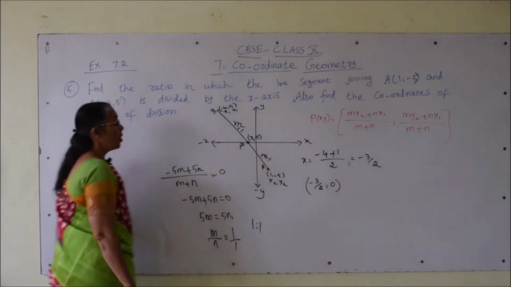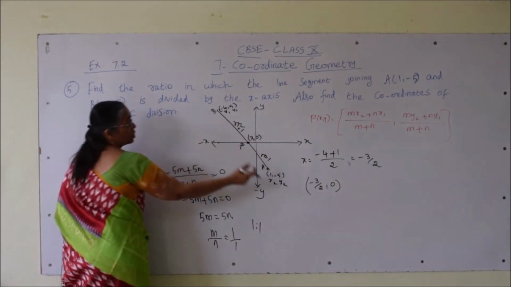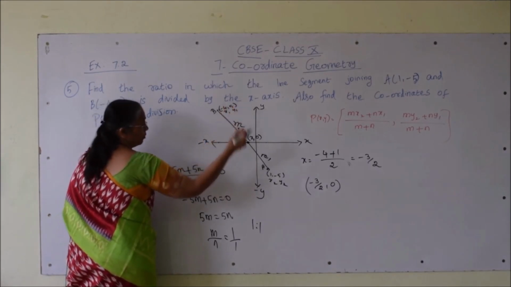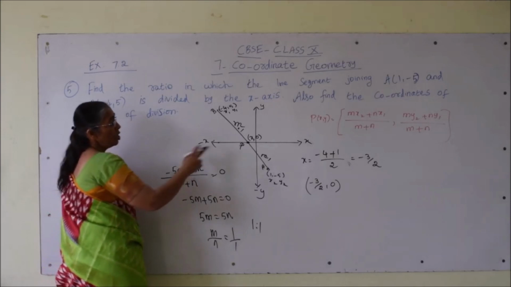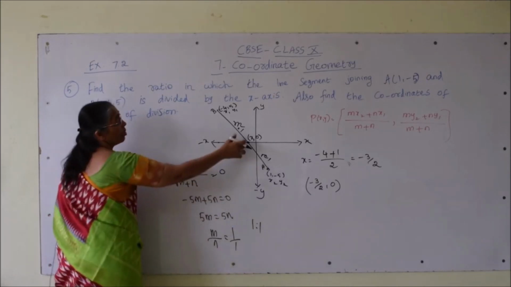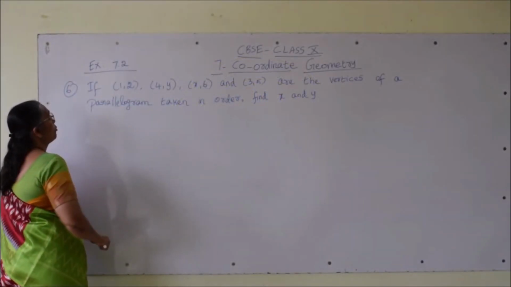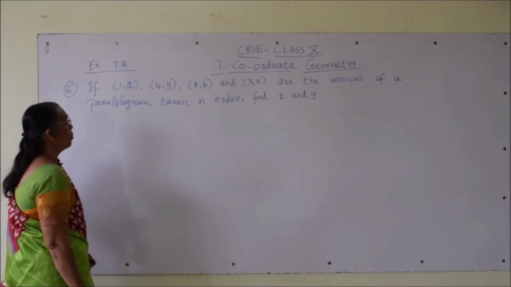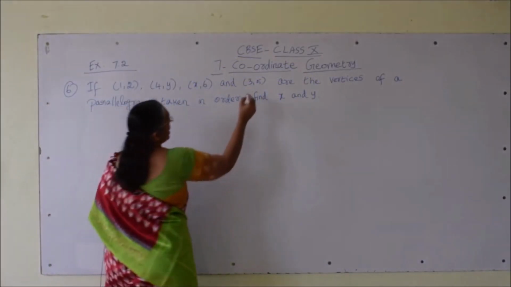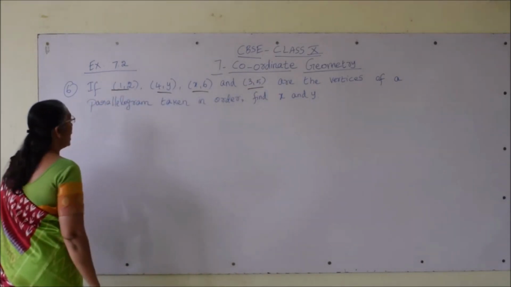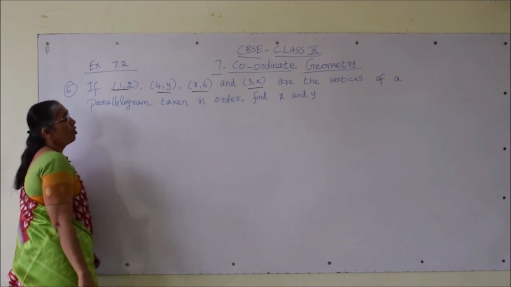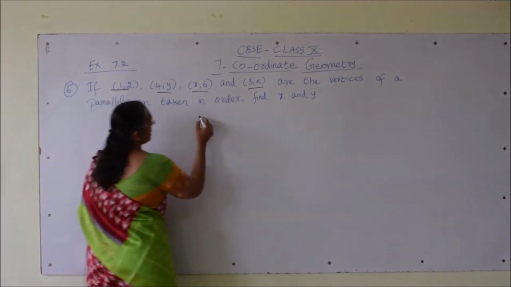So this is the point which divides the line segment joining the points (minus 4, 5) and (1, minus 5) in the ratio 1:1, and the point is on the x-axis. Sixth problem. If (1, 2), (4, y), (x, 6) and (3, 5) are the vertices of a parallelogram taken in order, find x and y.